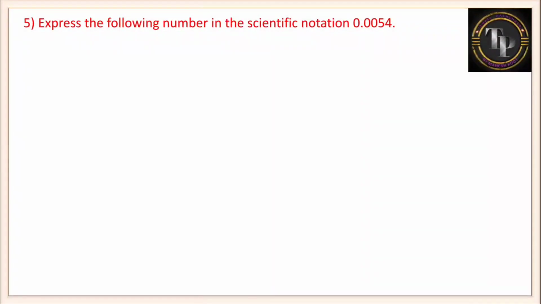Question number 5. Express the following number in scientific notation: 0.0054. Here 0.0054 means we have to take the decimal to the right side. How many places are we going to move? 1, 2, 3. So 3 places I have to move at the right side. Therefore multiply with 10 to the power minus 3. 5.4 into 10 to the power minus 3.